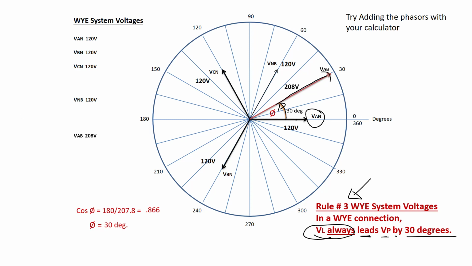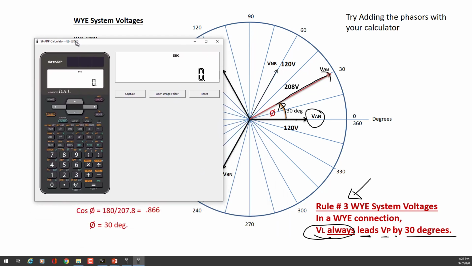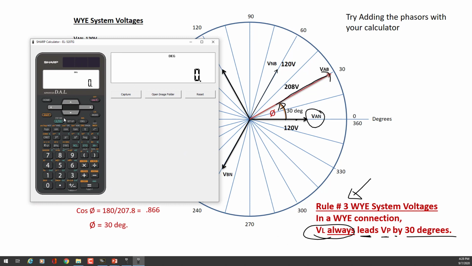And so let's just pull up the calculator here. Let's try adding up our two phasors that we needed to add. We needed to add 120 at 0 degrees plus 120 at 60 degrees. So to do this on the calculator that you had, you have to put in the correct mode. So on yours it's mode 3, second function 8. This one is a virtual calculator, it's a little bit different, but it's close.